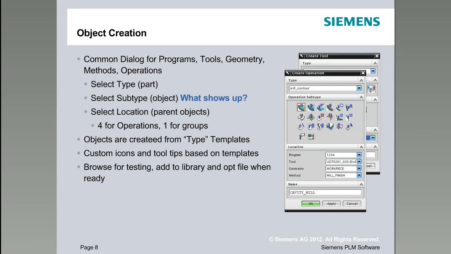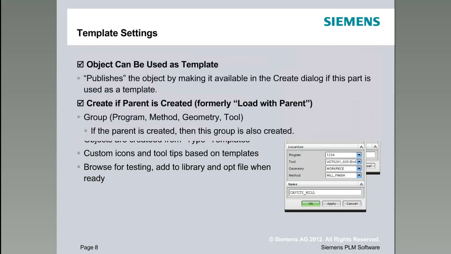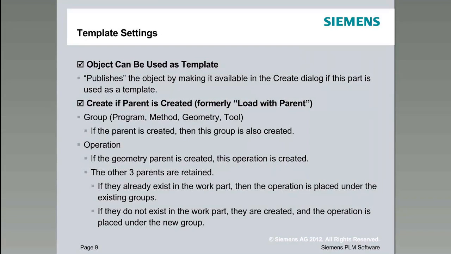Also note that when you do create an operation, you have to specify the four parent groups. That's what these locations are. So when we have a template and we have an object in it, we have what we call template settings, and there's two. The first one is: object can be used as a template.